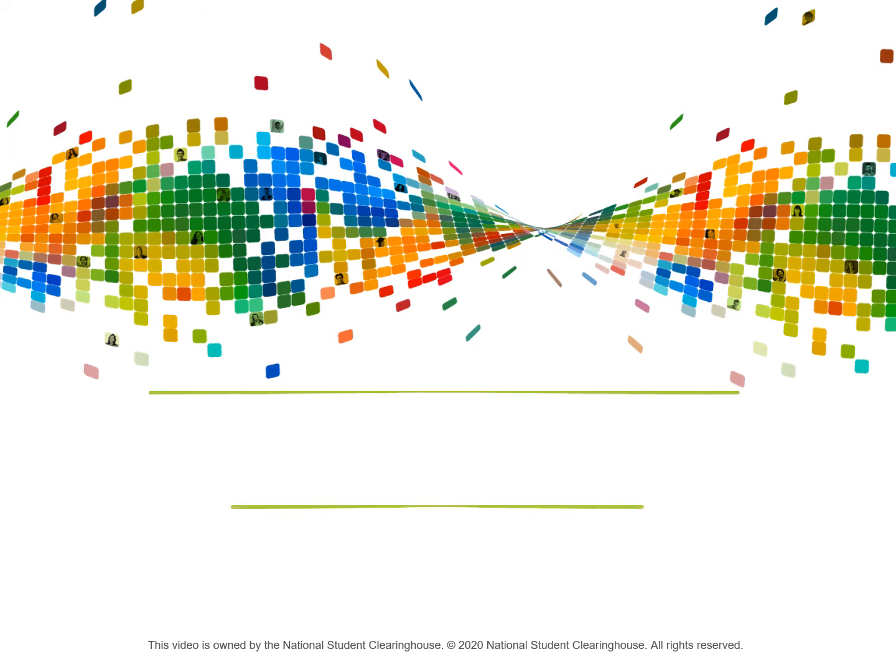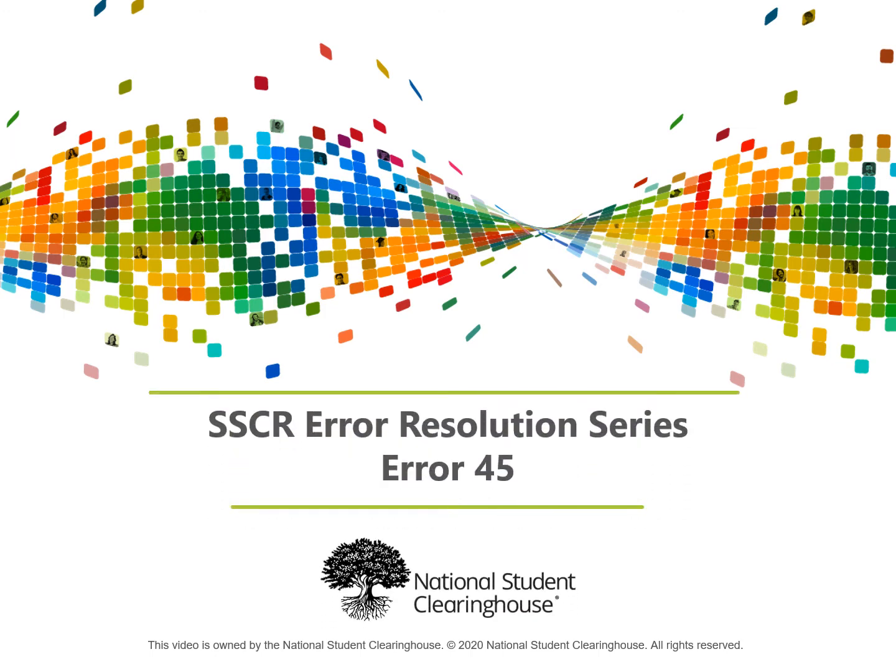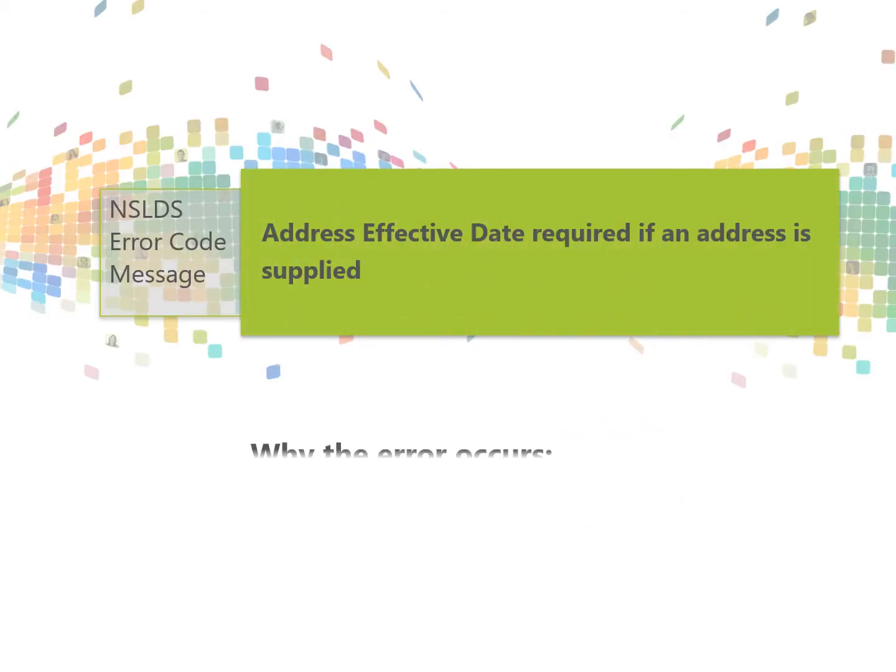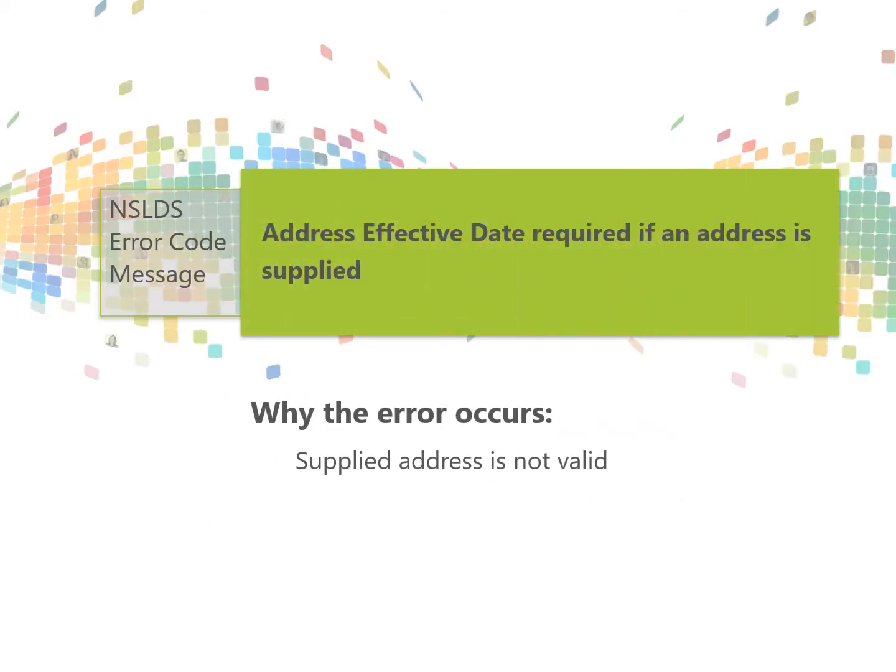Welcome to the tutorial on SSCR Error Code 45. The purpose of this tutorial is to explain what SSCR Error Code 45 is, what causes it, and how to resolve the error. Per the NSLDS, SSCR Error Code 45 is caused by an invalid address.